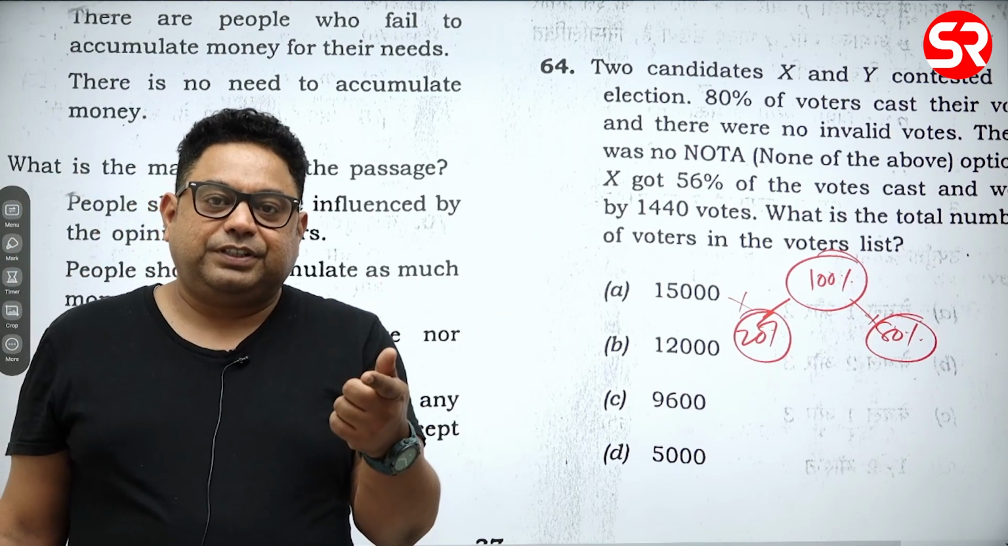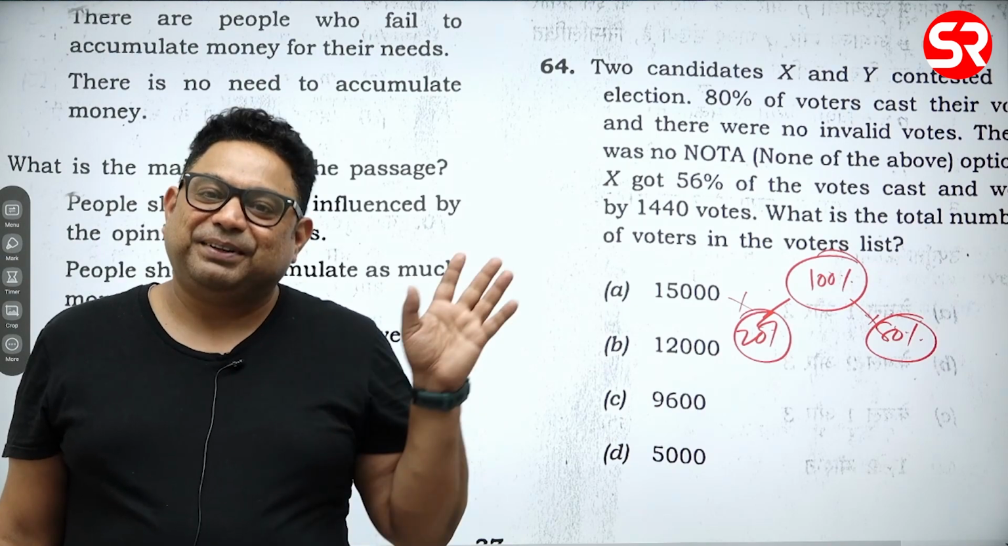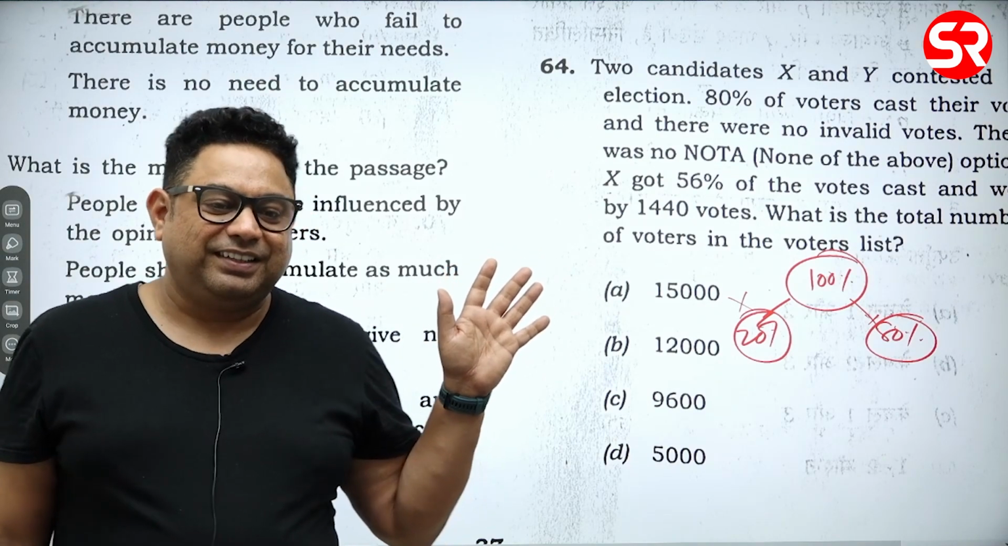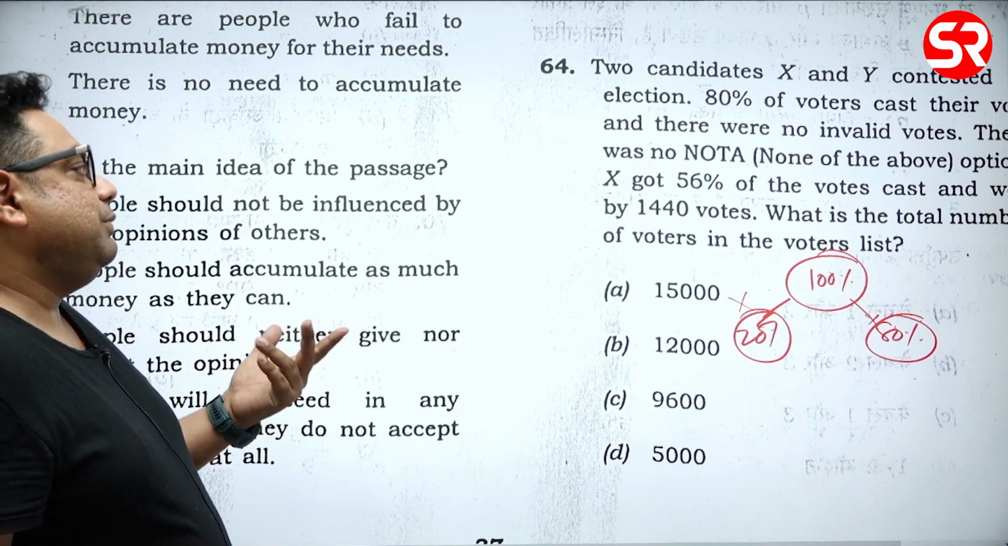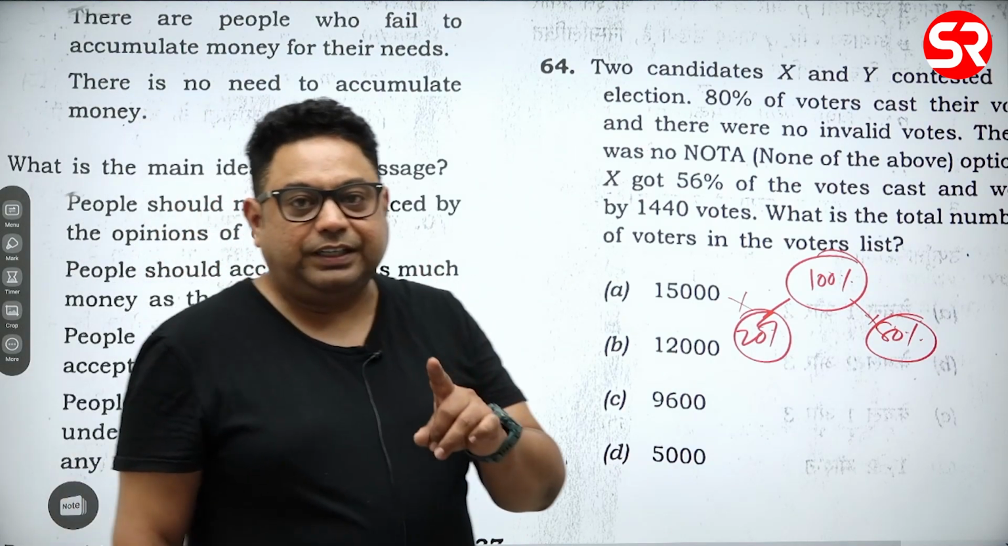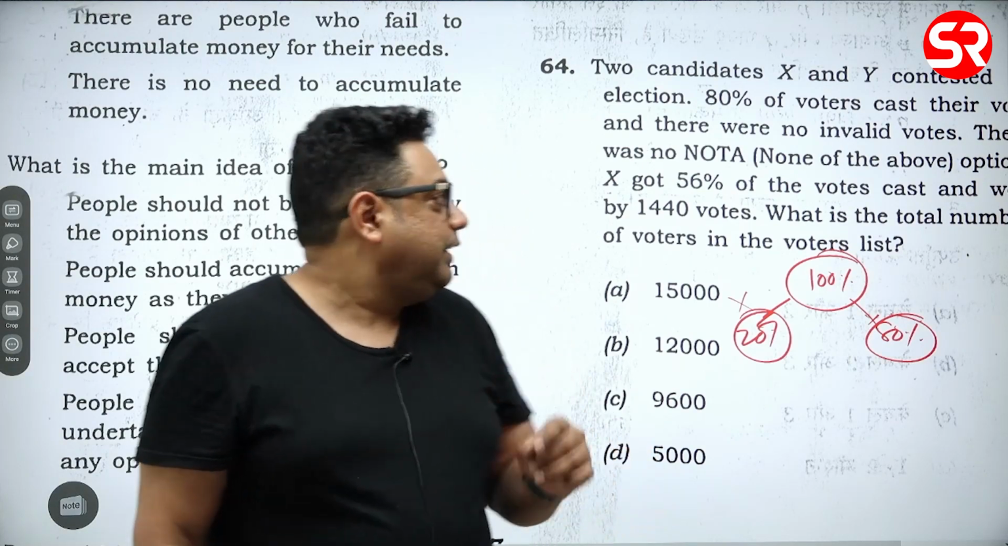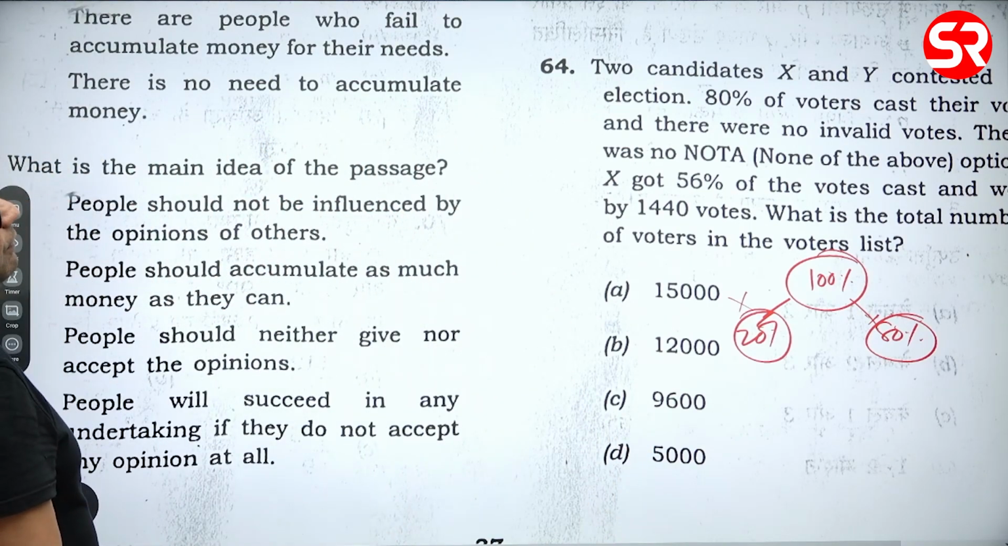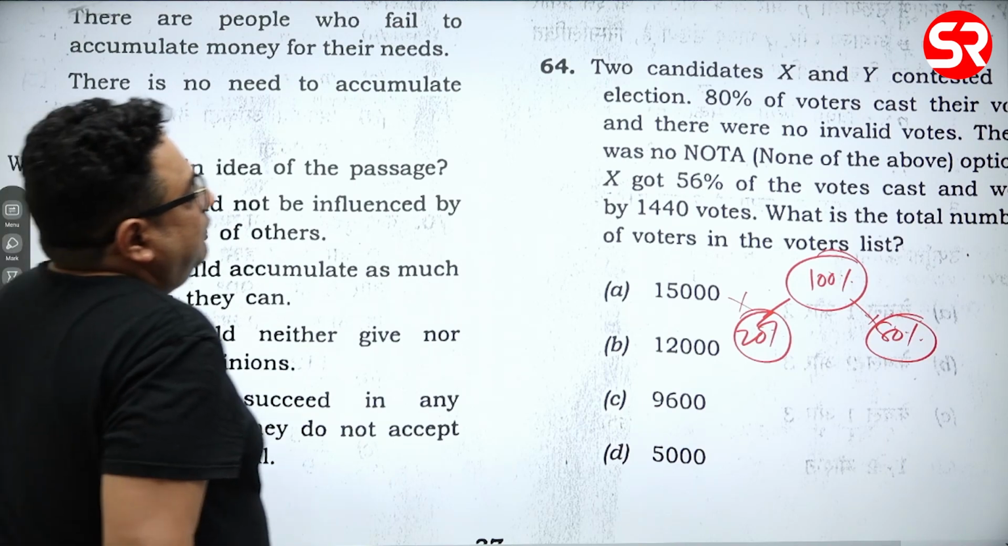Sorry for the less print. Somebody clicked pics and sent it to us. But we are sure this is what it is. There was no NOTA, so the none of the above option was not there. Then he says X got 56%, and there are 2 candidates. He says X got 56% of the votes cast and won by 1440.